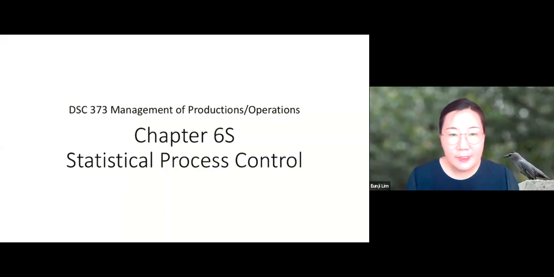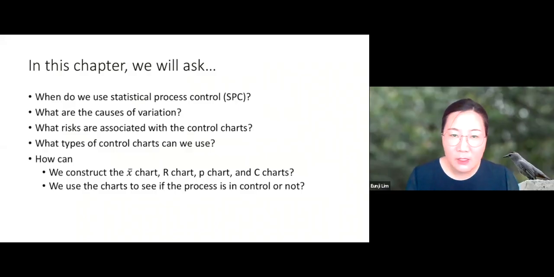Hello, everyone. Today, we're going to cover Chapter 6, Supplement, Statistical Process Control, Part A. In this chapter, we're going to ask the following questions. When do we use statistical process control? What are the causes of variation? What risks are associated with the control charts? What types of control charts can we use? How can we construct the X-bar chart, the R chart, the P chart, and the C chart? And how can we use the chart to see if the process is in control or not?